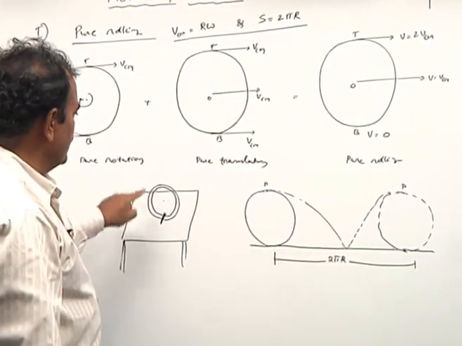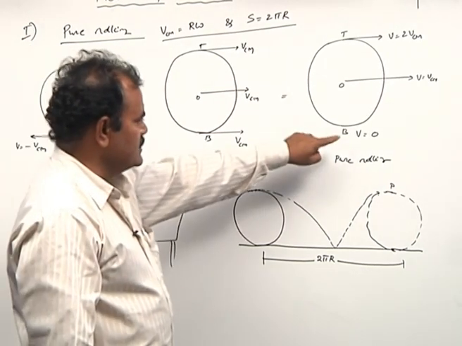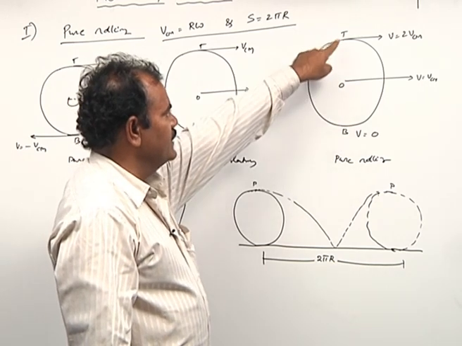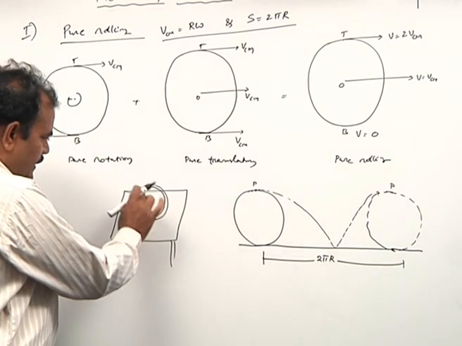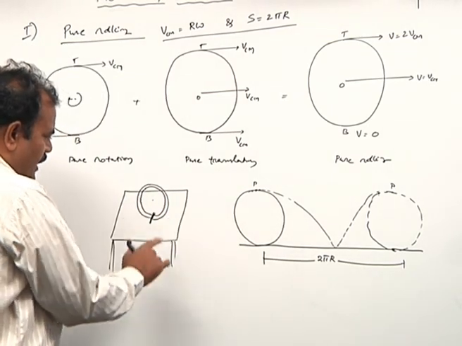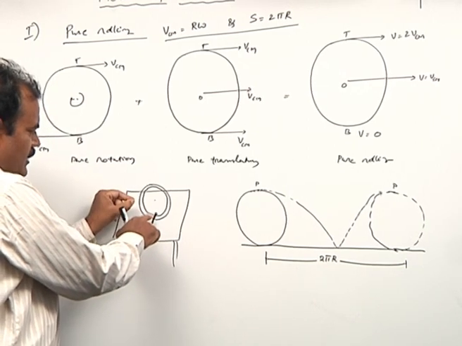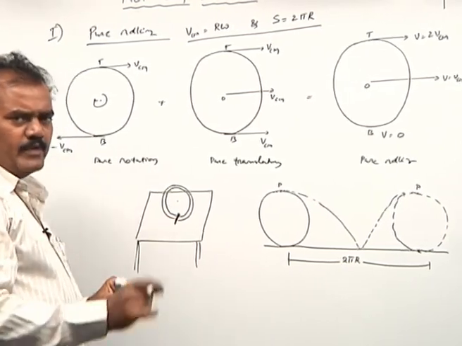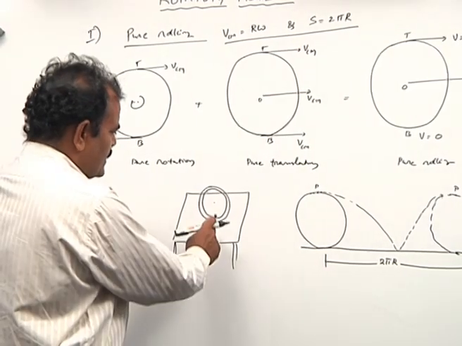And here, in case of pure rolling, the velocity is 0 at the contact point, here it is V and here it is 2V. Practically, we can see this: suppose a circular ring is placed on the horizontal table, and we place a finger on it, pressing it like this, and give a gentle push to that ring. Then we can observe that at the point of contact there is almost no displacement, that is, the velocity of the contact point is 0.